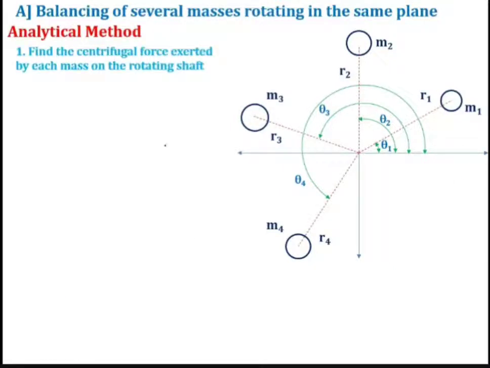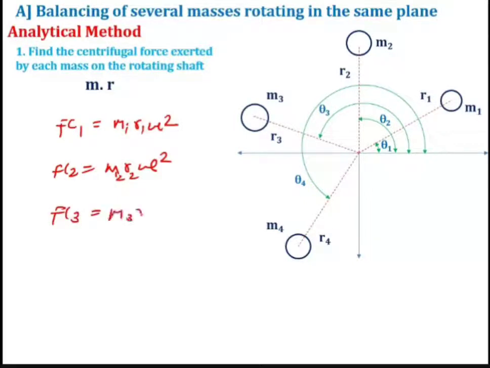In the analytical method, first of all you have to find the centrifugal force exerted by each mass on the rotating shaft. Means what you have to calculate? You have to calculate Fc. Fc1 is equal to m1 r1 omega square. Then calculate Fc2 is equal to m2 r2 omega square. Then Fc3 is equal to m3 r3 omega square. And Fc4 is equal to m4 r4 omega square.